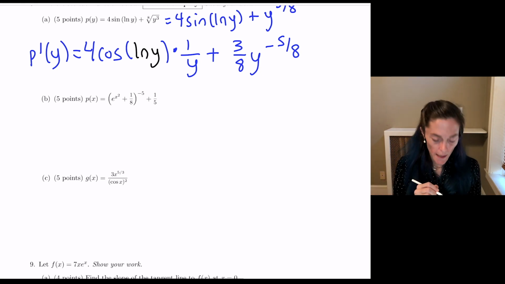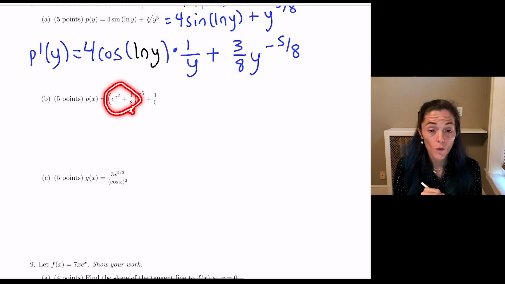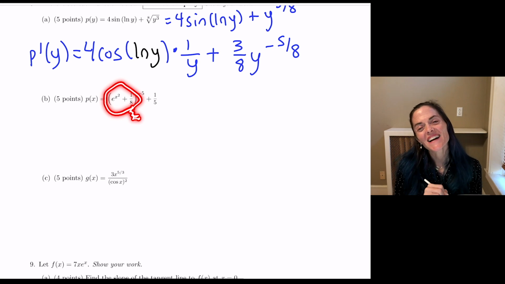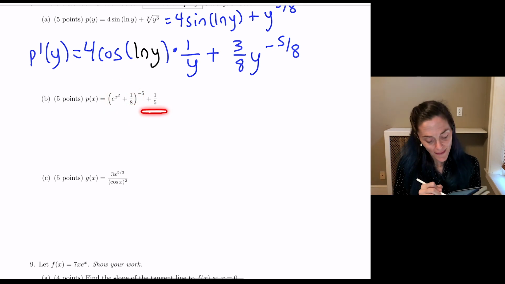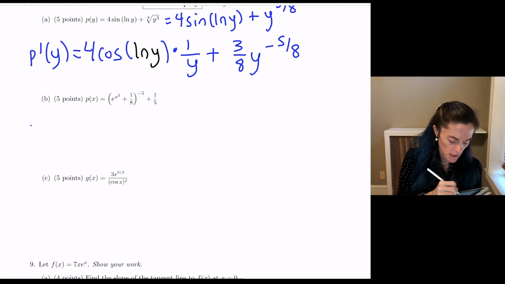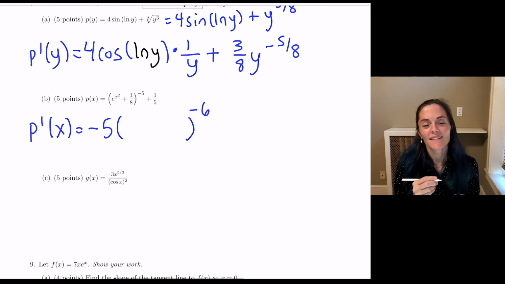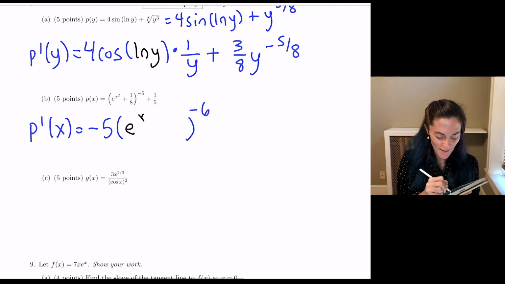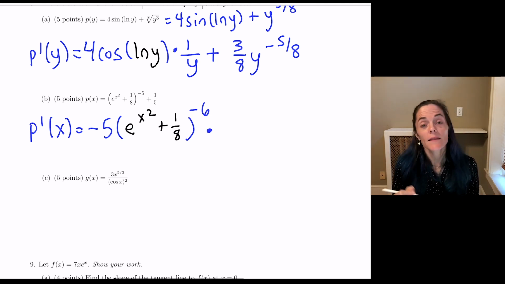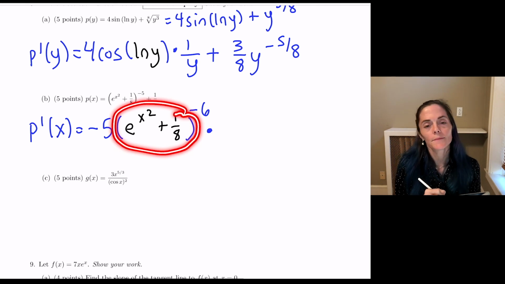So this next one, we have chain rule. My inside function is e to the x squared plus an eighth. My outside function is x to the minus 5. This part is just a constant. Derivative of a constant is 0. Let's get started. We have p prime of x. So here is derivative of the outside. Put in the entire inside function. Then multiply by the derivative of the inside function.